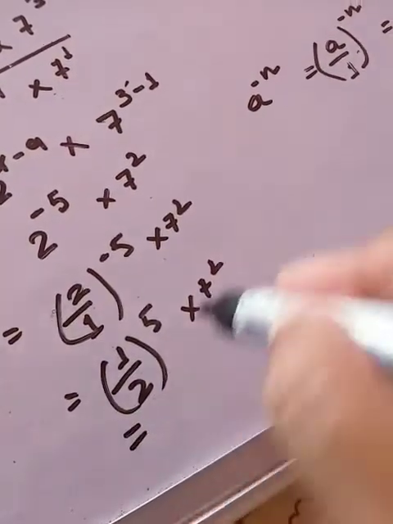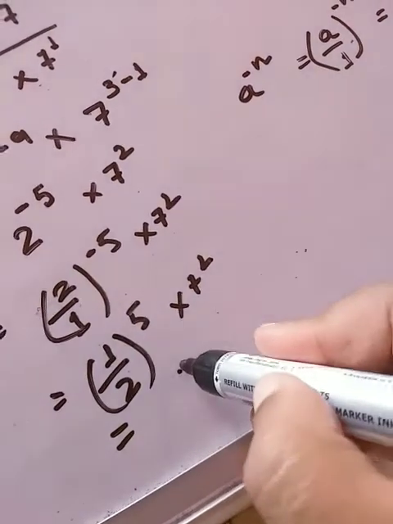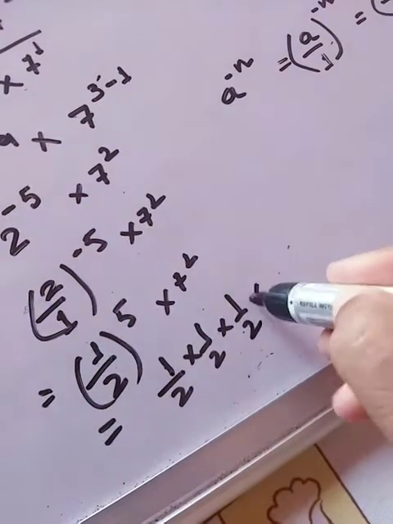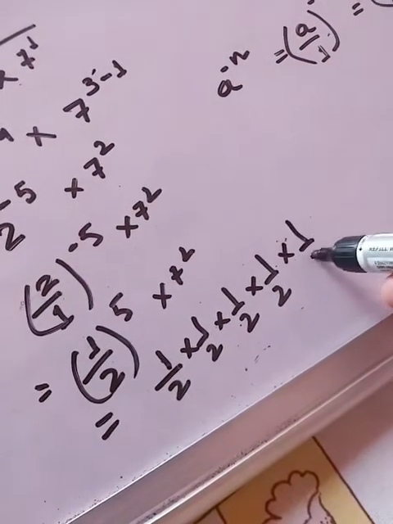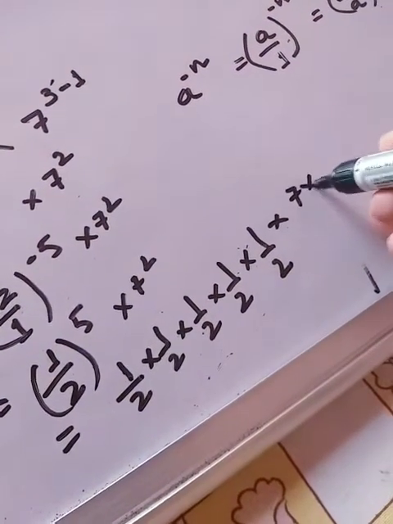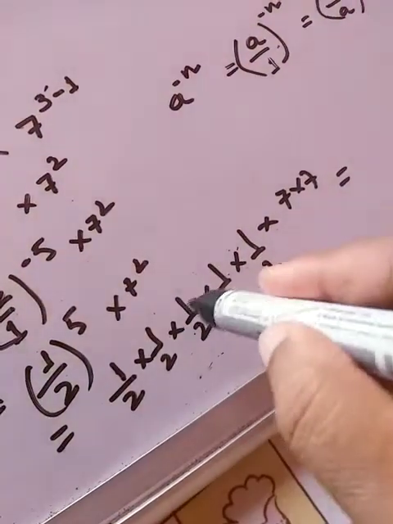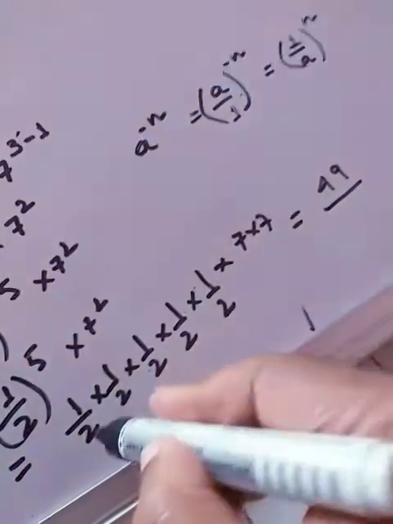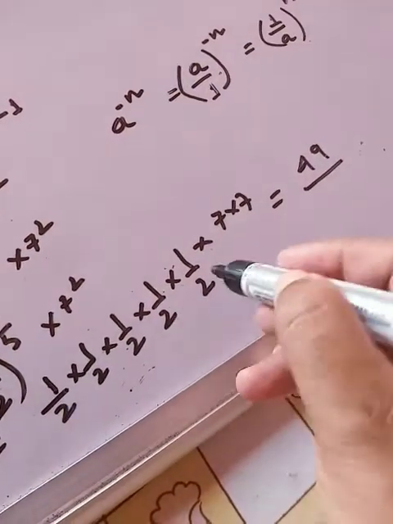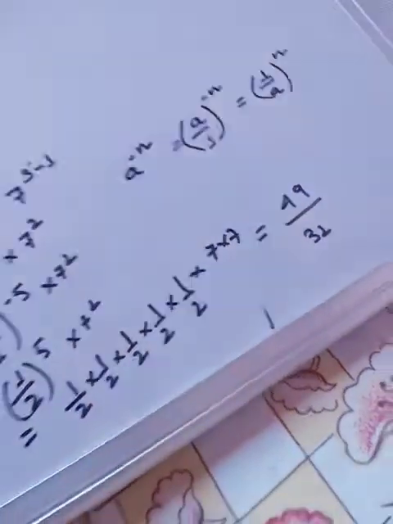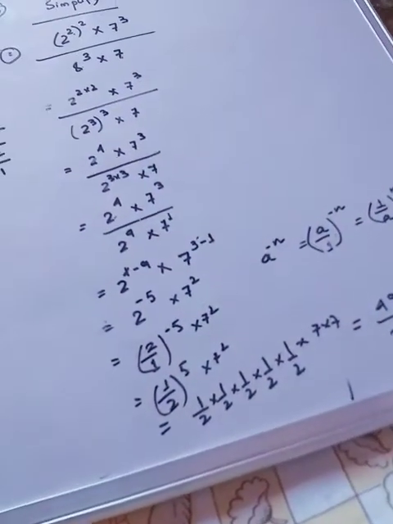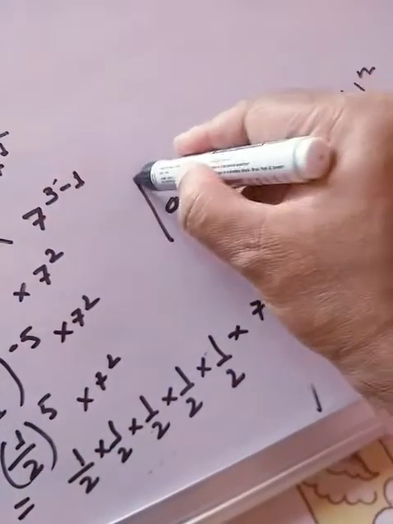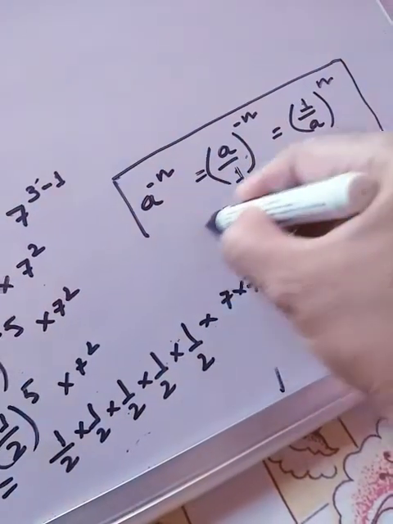Now what to do with this? 1 by 2, 5 times you have to write. 1 by 2 into 1 by 2 into 1 by 2 into 1 by 2 into 1 by 2, and into 7 into 7. So what will be the answer? 1 into 1 into 1, it will be all 1. 7 7s are 49. 2 2s are 4, 4 2s are 8, 8 2s are 16, 16 2s are 32. So this is your required answer, 49 by 32. This part was very important. Remember this.